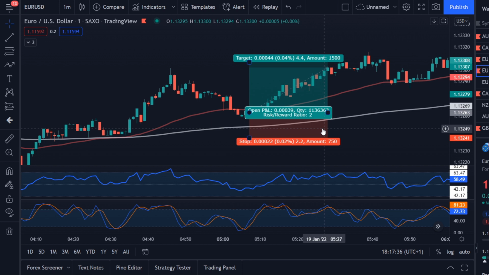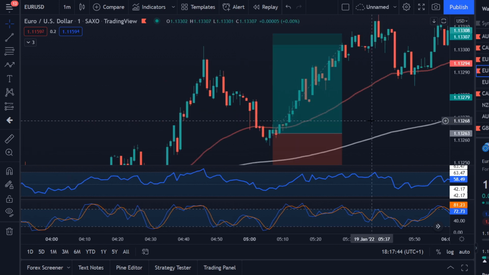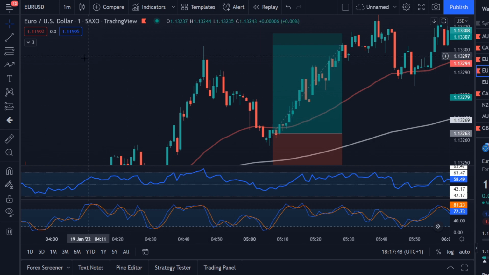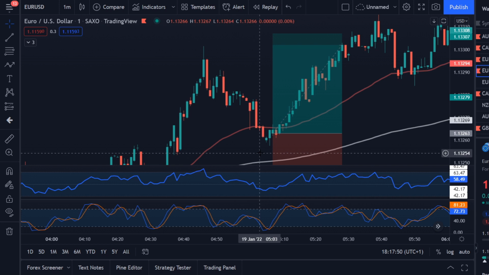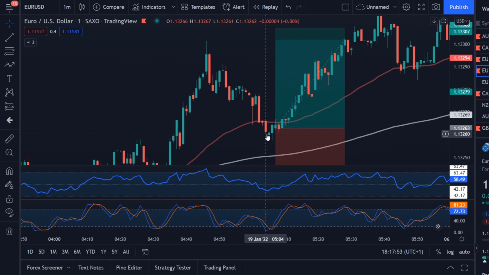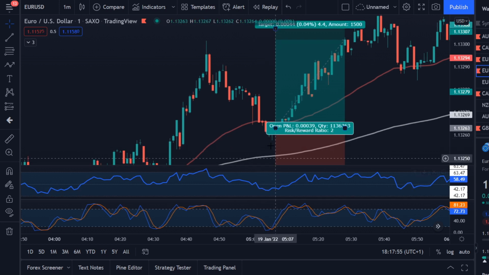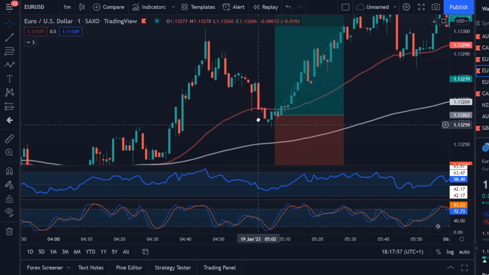We're risking about 2 pips and we're making 4 pips. So you really need to be quite fast in order to execute this trade. But that's why you're trading on a 1 minute. You have 1 minute to set up this trade, according to all the rules, right? So that is a nice one.